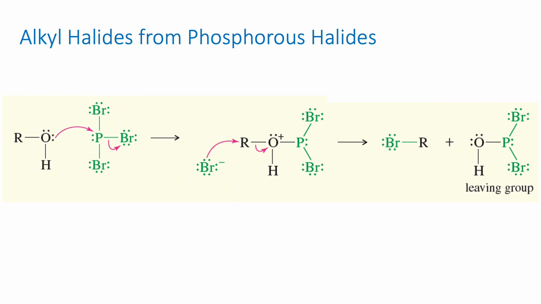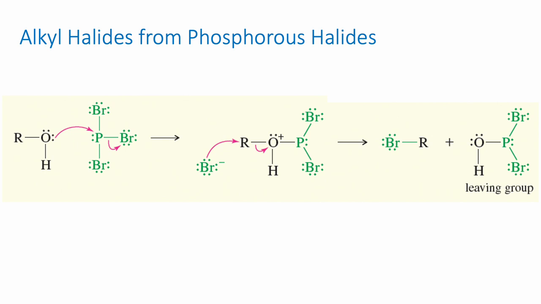Notice the structure that we're left with in the middle there after the first step. We have an oxygen with a positive charge, and it's bonded to that phosphorus with two bromines. Well, that phosphorus with two bromines makes that alcohol a weak base when it leaves, and it makes it a better leaving group, just like it would if it were an H.